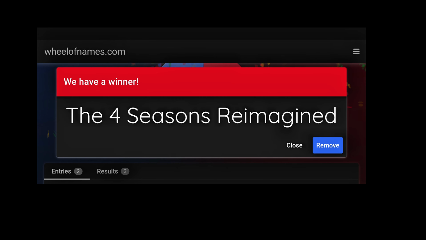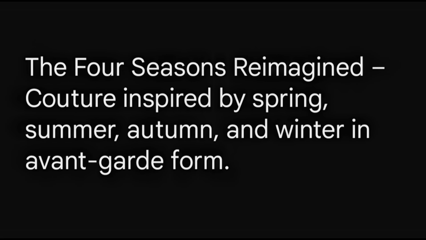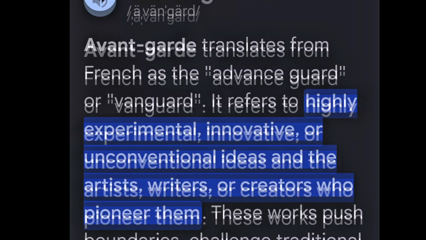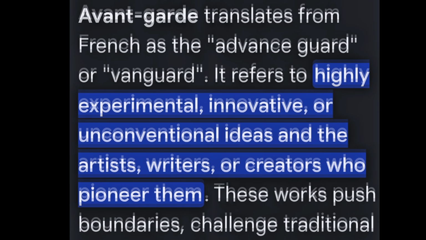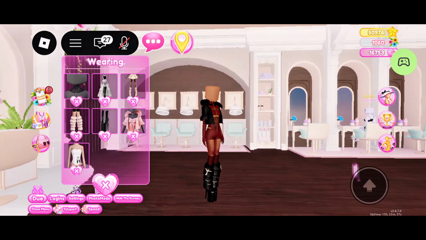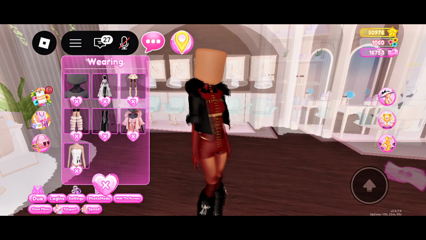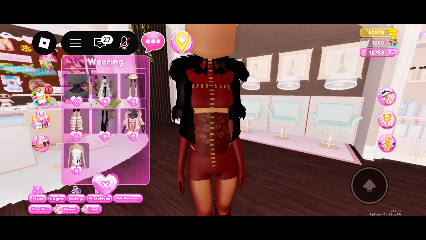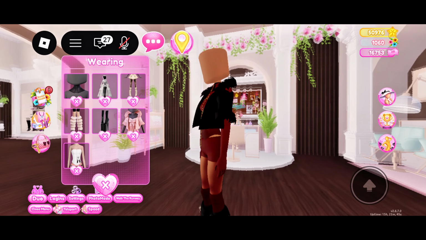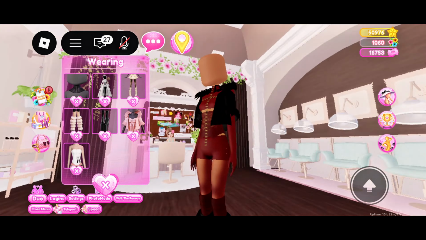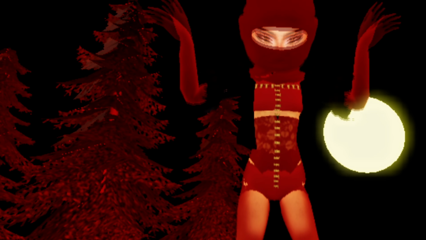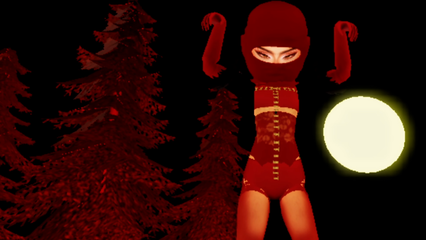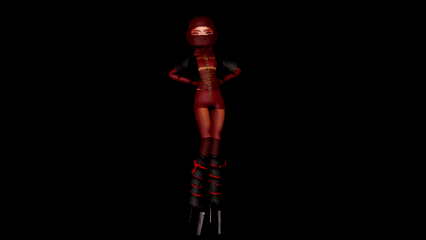So the next one is seasons 4. Oh my goodness, I'm dyslexic, bro. The 4 seasons reimagined. Those couture inspired by spring, summer, autumn, winter. I feel like there's another season. I didn't say spring, summer, autumn, winter. Spring, summer, autumn, winter. Okay, yeah. So we have different elements of each. Man, you know what I'm saying. Like each clothing piece is fit for each season. So that's the final look.